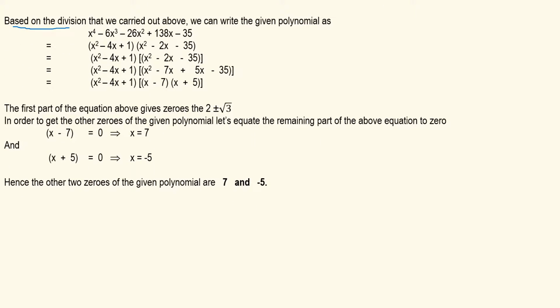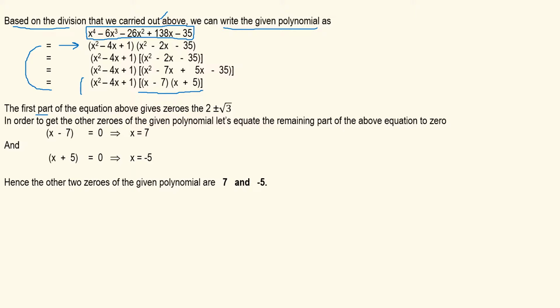Based on the division that we just carried out above, we can write the given polynomial, and you notice that this is the given polynomial. And we can write this polynomial to be equal to x square minus 4x plus 1 multiplied by x square minus 2x minus 35. And when this is simplified, we get x square minus 4x plus 1 multiplied by x minus 7 into x plus 5.